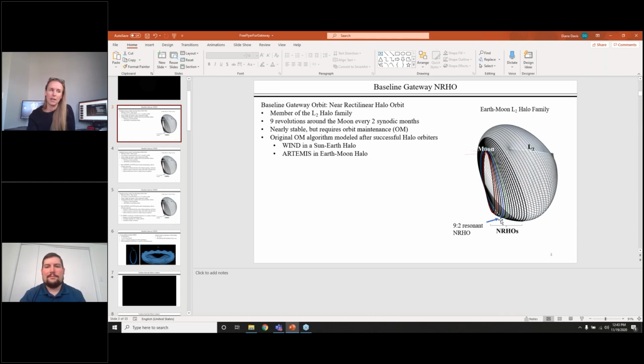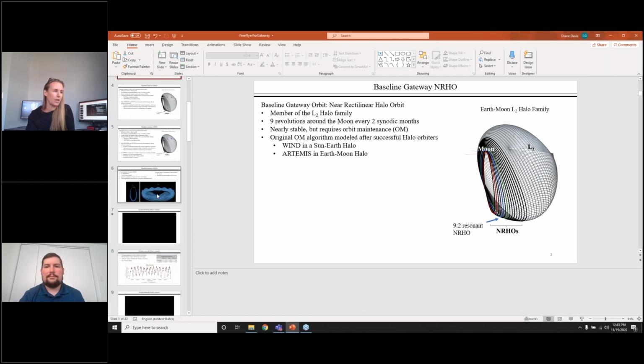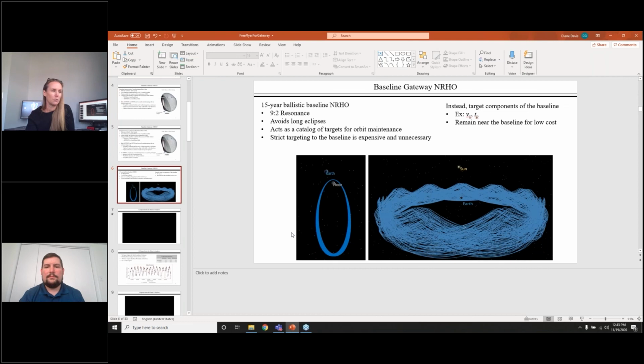Each of these is perfectly periodic in a circular restricted 3-body model. What we do is we take patch points off of this, and then we can use various methods to convert it into an ephemeris model. So Brian McCarthy, coming up, is going to talk about one of those methods. It's called a 2-level targeter that he's written in FreeFlyer. So he's going to talk about that.